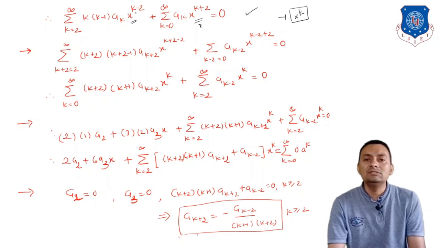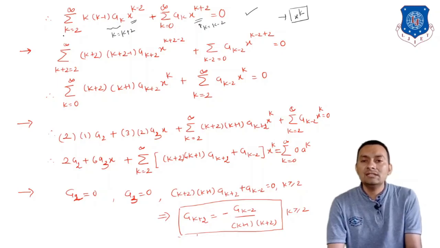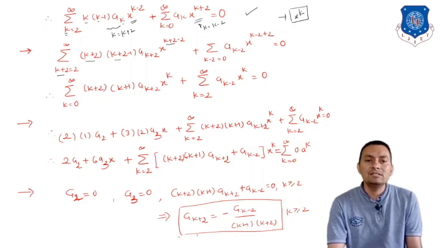So here k is replaced by k plus 2, and in the other term k is replaced by k minus 2. I have replaced k with k plus 2 here, and again k plus 2 there, and like that here k is replaced by k minus 2. So the summation from k is equal to 2 of ak minus 2 x raised to k minus 2 plus 2, is equal to 0. Now I simplify, so this is going to be cancelled out.